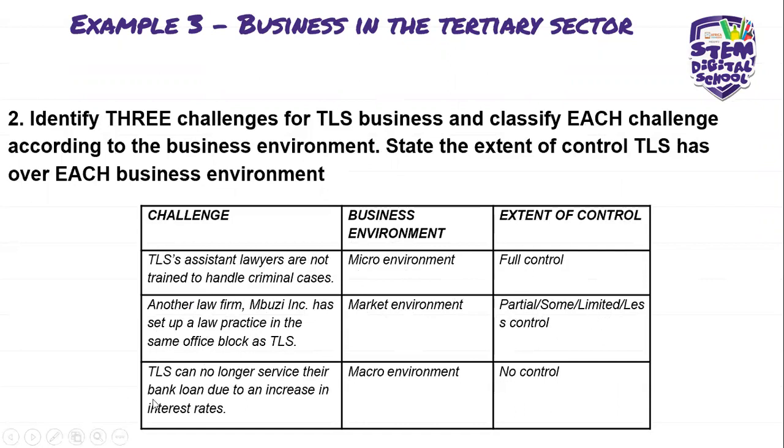And also this thing that the TLS can no longer service their bank loan due to increase in interest rate. That's your macro. And you don't have a control when it comes to macro. Those are the things that are happening in general in your environment or in the state, basically. Now, guys, you need to know challenges for each sector, depending on the scenario or case study that is given to you.